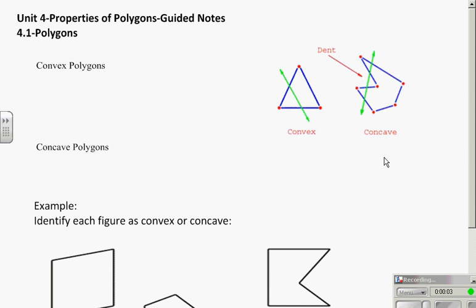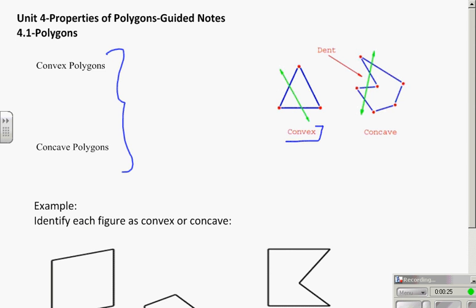Okay, we are starting Unit 4 now, and Unit 4 is about the properties of polygons. A lot of 4.1 is review from Unit 3, so I'm going to skip through it pretty quickly. A couple of new terms are concave and convex. Now, basically, these are defined best by the pictures.